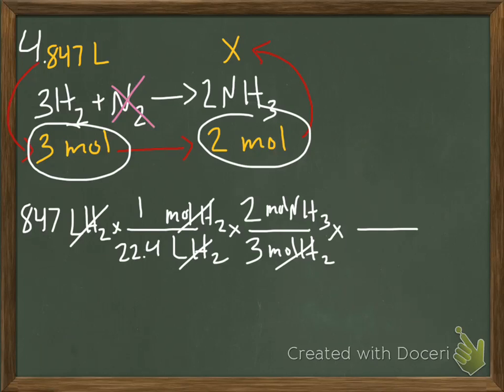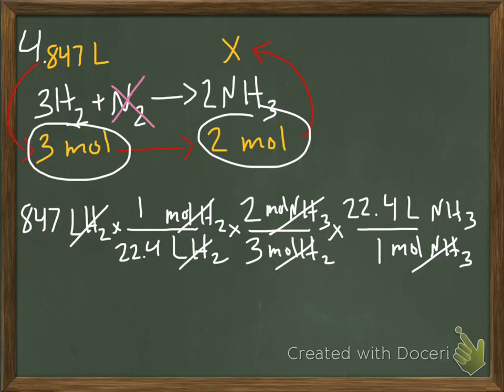And now finally we only have one more step to go. If you follow that last arrow, we're going to go from moles of NH3 to liters of NH3. So liters goes on the top, moles goes on the bottom, so we can cross out the moles. And then we need to plug in our conversion factor. The conversion factor from moles to liters is always 1 mole is 22.4 liters.